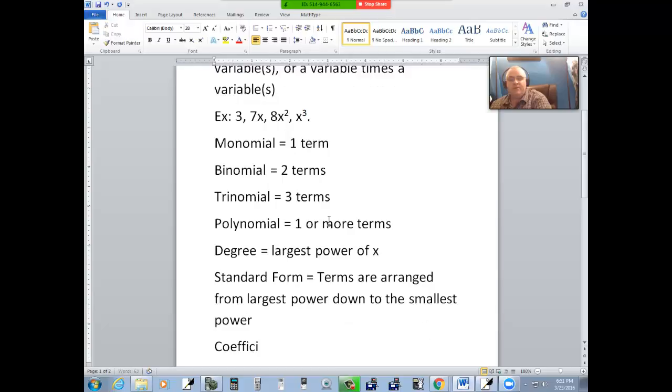You have a coefficient, which is the number in front of the term. For example, in my example up here, the 7x, the coefficient will be 7. The 8x squared, the coefficient will be 8, the number in front. The x to the third, the coefficient will be the invisible 1. And the weird one, the coefficient of 3 is 0. There is no x.